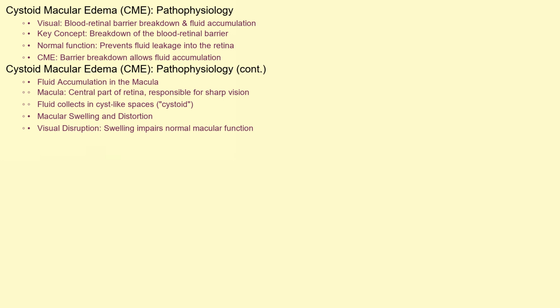A visual animation illustrating the breakdown of the blood-retinal barrier and fluid accumulation in the macula. Let's understand the pathophysiology. Basically, CME occurs when the blood-retinal barrier, which normally prevents fluid from leaking into the retina, breaks down. This breakdown allows fluid to accumulate in the macula, the central part of the retina responsible for sharp, detailed vision. This fluid collects in small cyst-like spaces, hence the name cystoid macular edema. The swelling and distortion of the macula disrupt its normal function, leading to the visual symptoms.